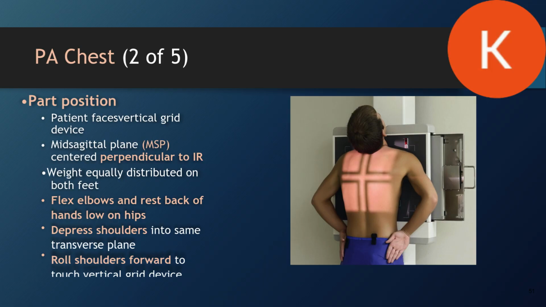A lot of you had questions like how close we need to be to the image receptor when doing a chest x-ray. When we instruct the patient, we say, stand in front of the board, I'm going to have you roll your shoulders forward. They have to touch the vertical grid device, so that makes the chest closer to the IR, and it gets the scapulae away from the lung field.